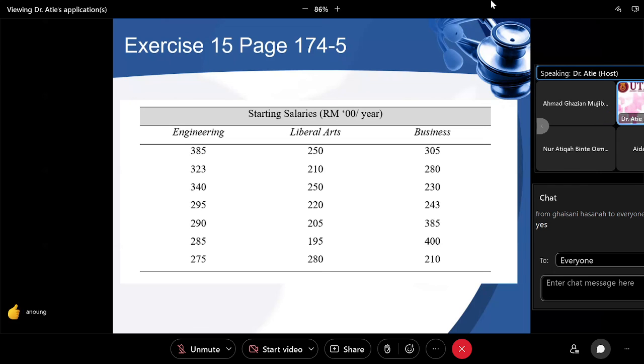Okay, I would like you to answer this question, number 15. A study was conducted to investigate the influence of college major on the starting salary of local university graduates. 21 recent graduates who majored in engineering, liberal arts, and business admin were interviewed on their first job. The results obtained for these respondents are shown in the following table.